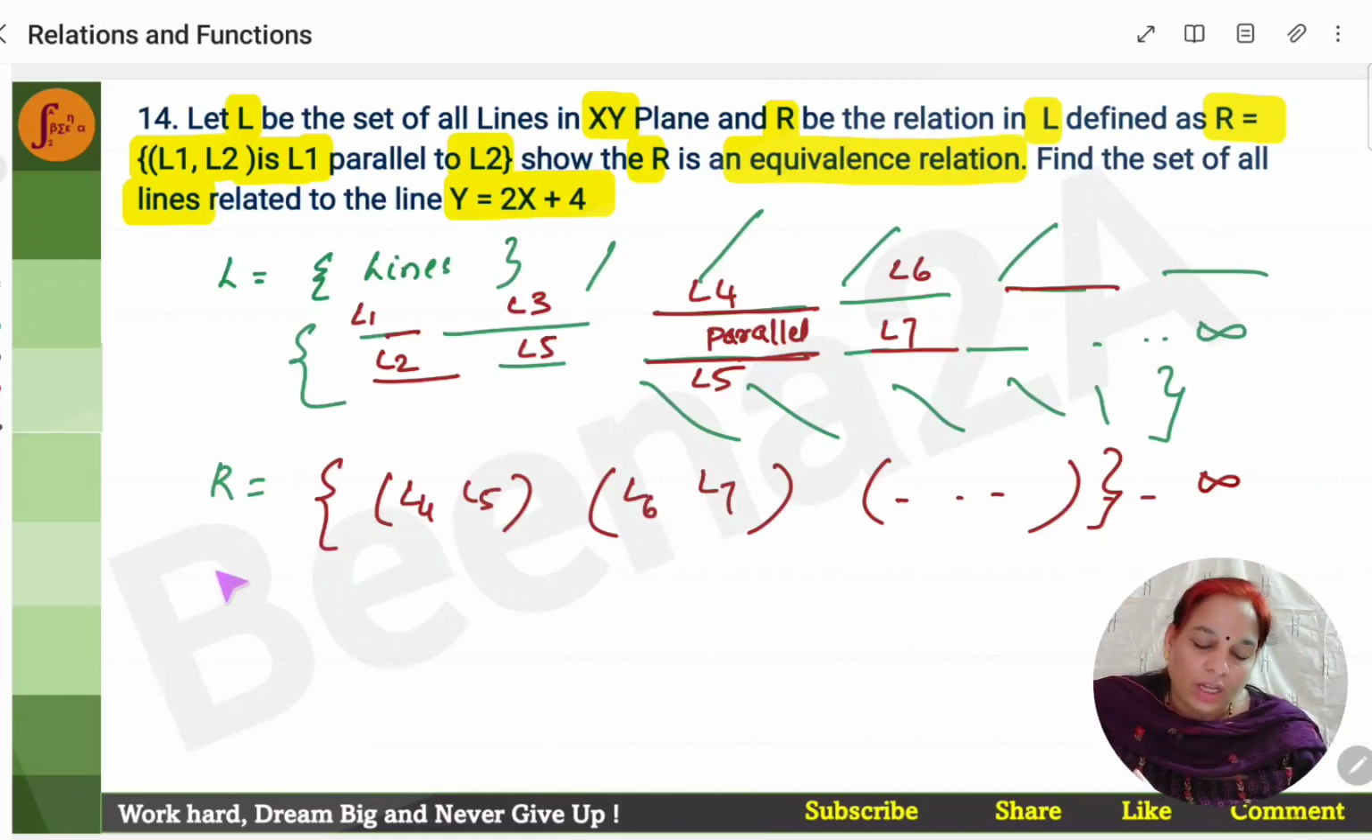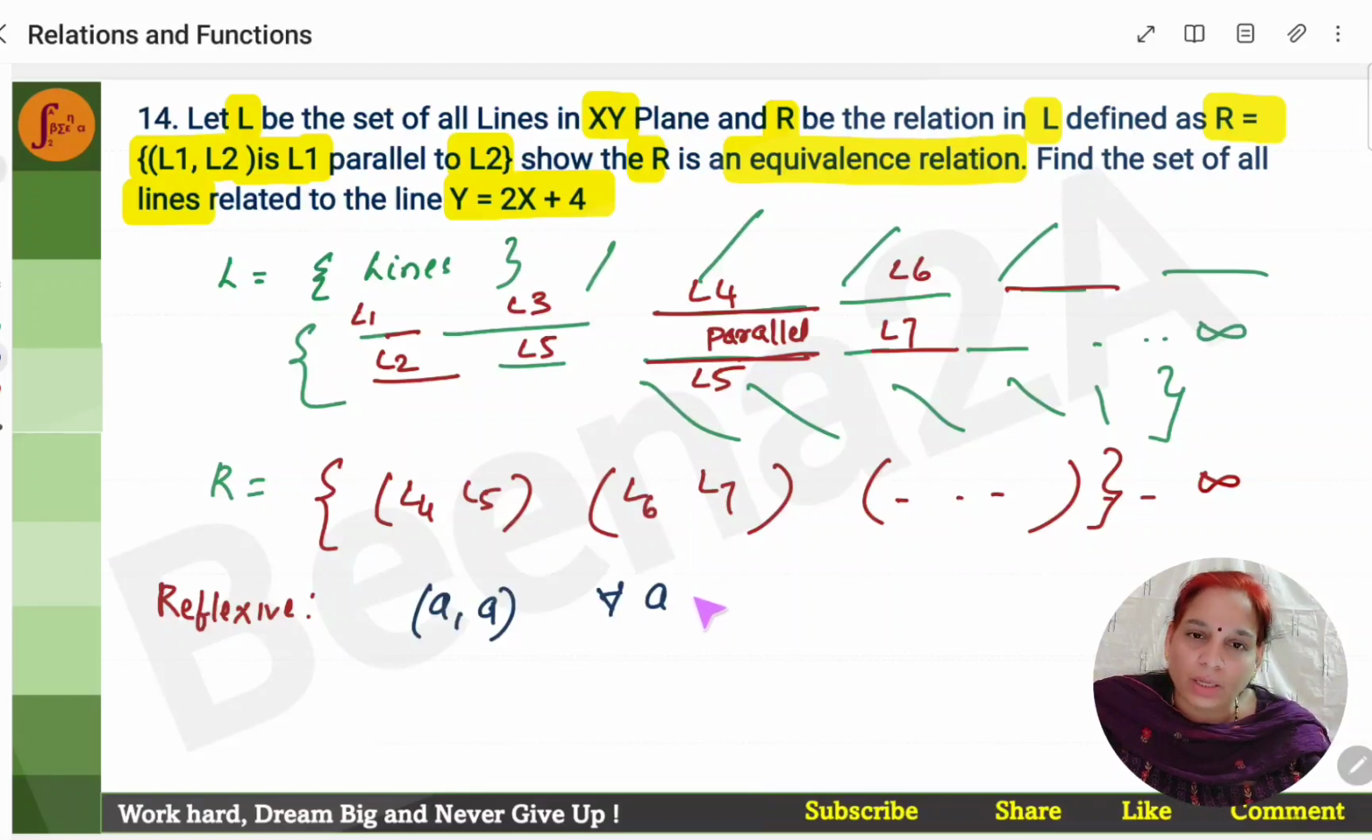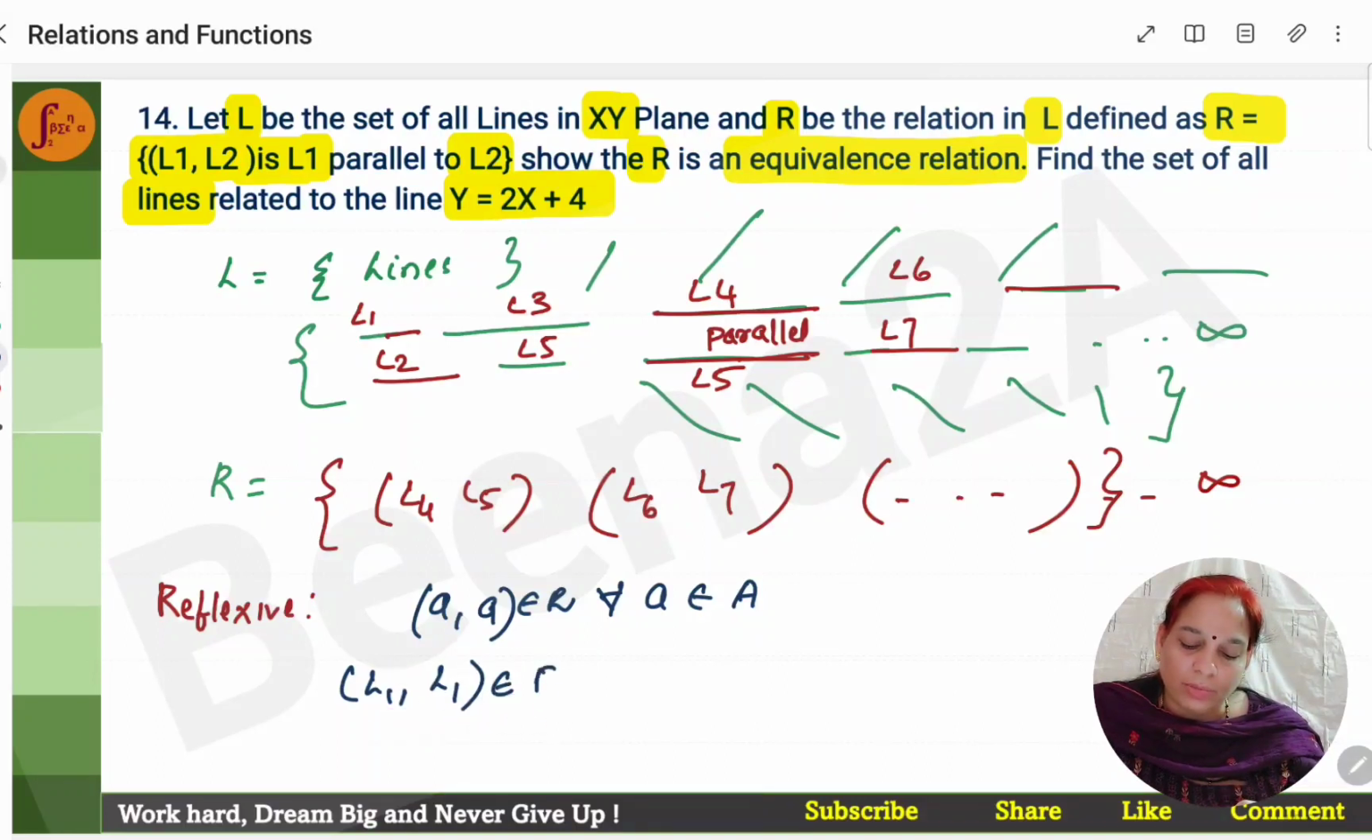So now I have to prove that this relation is equivalence. So it should be reflexive, symmetric and transitive. Only then I can say that the relation is equivalence. So let's first look at reflexive. What is the condition for reflexive? For all elements A belonging to set A, (A, A) should belong to R. That means here instead of A, I'll put some line L1. (L1, L1) should belong to R.